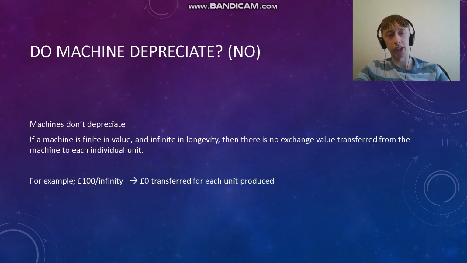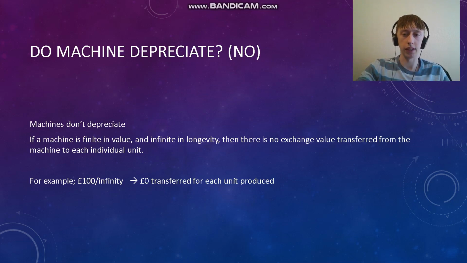It's also assumed that machines depreciate, and you get this a lot in Marx's writings. But these days, machines don't depreciate. I'm not an expert on machines, but most machines don't depreciate at all. And so if a machine is finite in value, say it costs £100, but the machine lives forever, so it could produce an infinite amount of units, that means that the exchange value that is transferred from the machine into the individual unit produced is nothing.